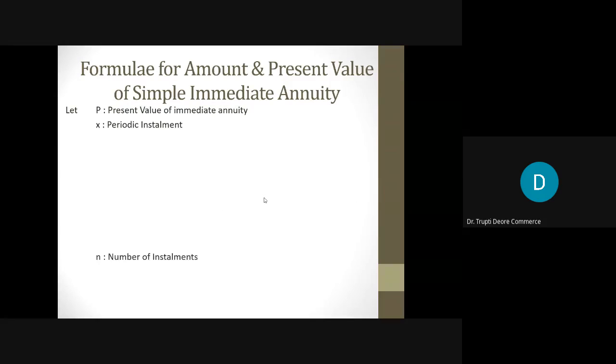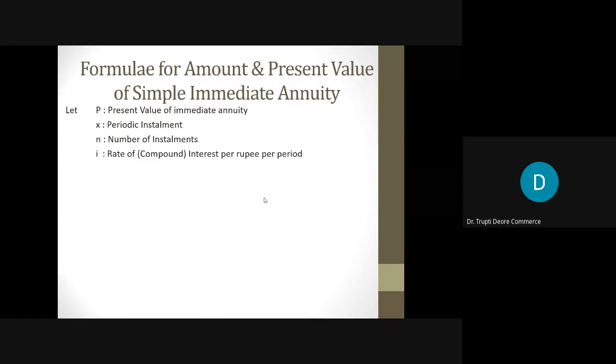We also saw the formula. So P is for present value of immediate annuity, X is for periodical installments, N is for number of installments. Always remember, annuity is only and only for examples of compound interest. There is no simple interest applicable for the annuity. So in annuity, whichever formula is used, it will be for compound interest purposes.